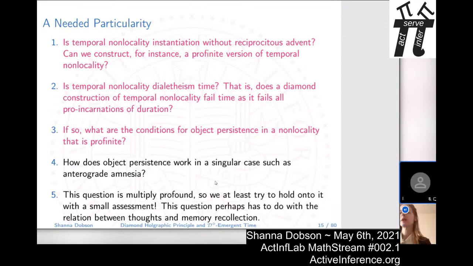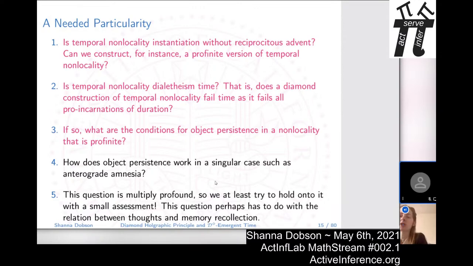I don't really know. Can we actually construct, for instance, a profinite version of that, which is, again, this kind of super disconnected fractal space? Is temporal non-locality dialetheism time? Everyone knows I'm a super fan of dialetheism. This is a construction of logic where you can have both A and not A at the same time. Normally you cannot, right? You have A or B, not A, therefore B. Why can't A and not A obtain at the same time? So you get this beautiful construction called dialetheism. We may start messing around in that.